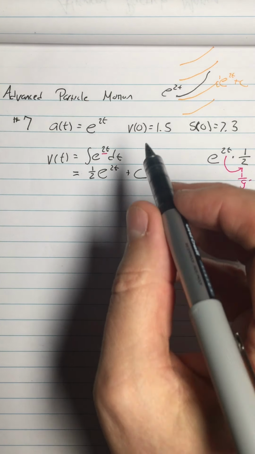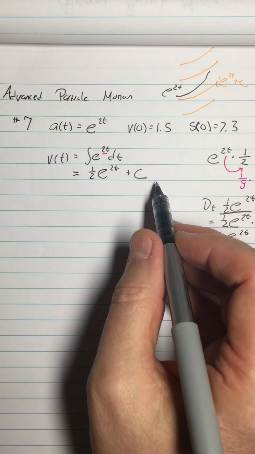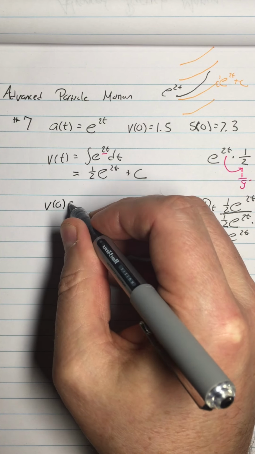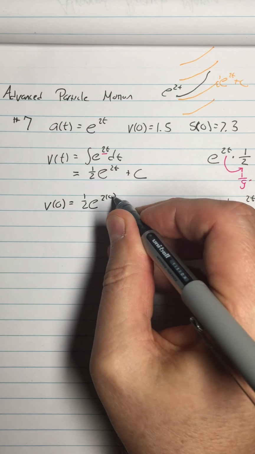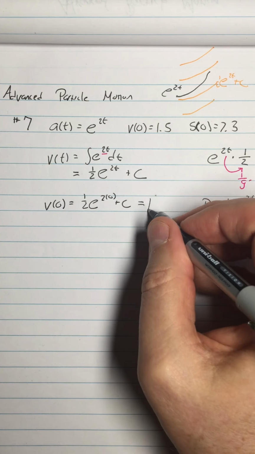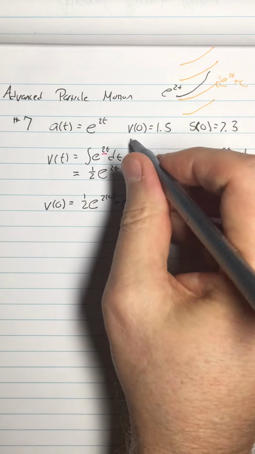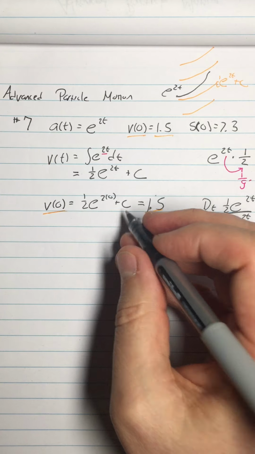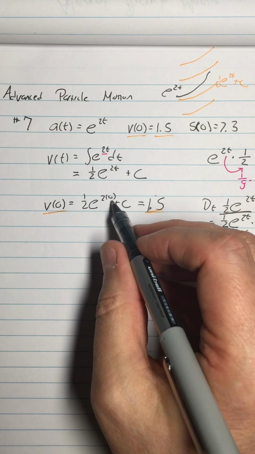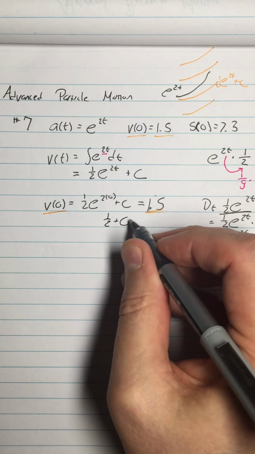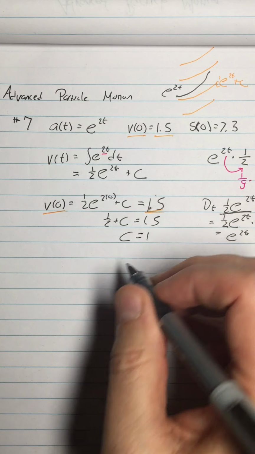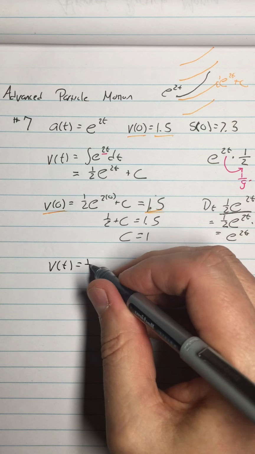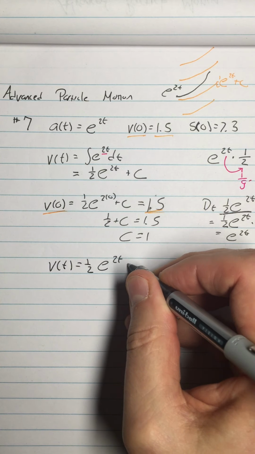All right, so now we're going to use our given information to find out what the c is. So we know v of 0 is 1.5. From this, we know v of 0 is equal to 1/2 e to the 2 times 0 plus c. And from this, we know that equals 1.5, right? So v of 0 equals 1.5 equals this. And then we can use that to solve for c. 2 times 0 is 0, e to the 0 is 1, so I really have 1/2 plus c equals 1.5, so c equals 1. So now I'm going to go back to my v of t, and I'm going to put in c equals 1. v of t now equals 1/2 e to the 2t plus 1.